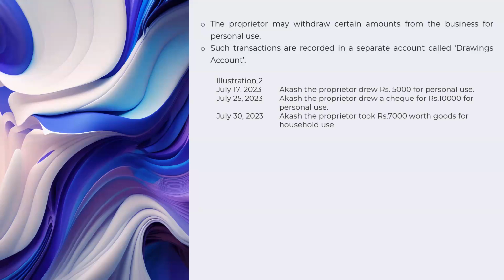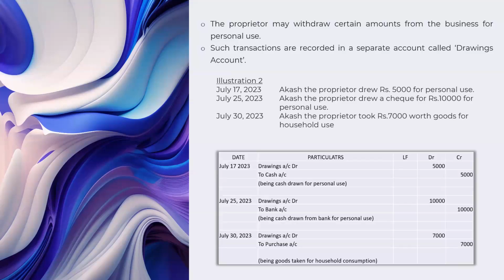The business will be having an account with the bank. So from the bank, again, it's the cash of the business. He withdrew the amount of 10,000 by giving a check. And on 30th July, the proprietor took 7,000 worth of goods for household use. These goods may be raw materials, stock, finished goods, office stationery or furniture. So how the compound entry works here is like this.